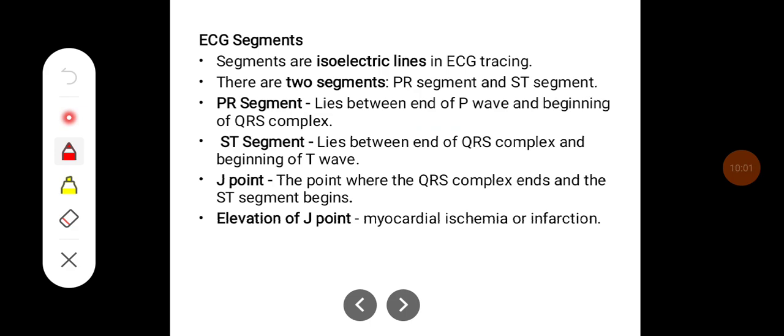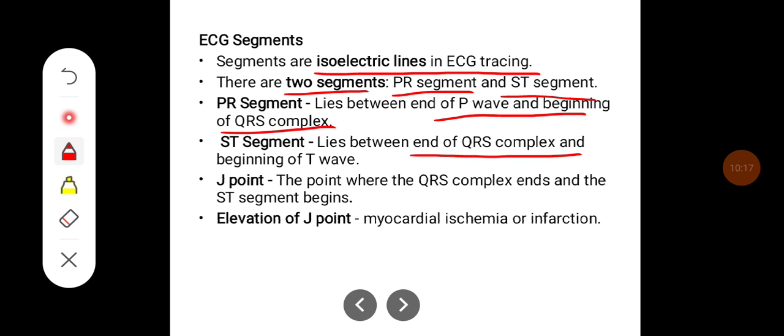There are different segments. Segments are the isoelectric lines on the ECG tracing. So there are two segments, PR segment and ST segment. PR segment lies between the end of P wave and beginning of the QRS complex. ST segment lies between the end of QRS complex and beginning of the T wave. J point is the point where the QRS complex ends and the ST segment begins. The importance of J point is that it is elevated in myocardial ischemia and myocardial infarction.